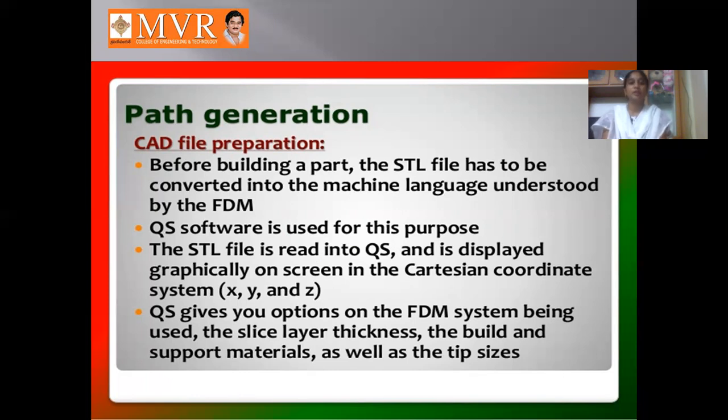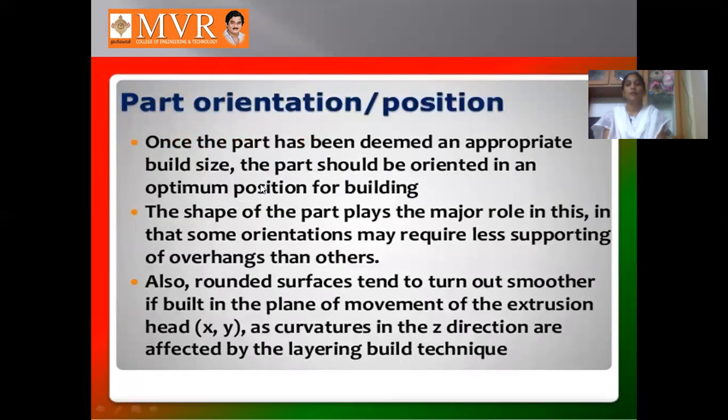QS is displayed graphically on screen in the Cartesian coordinate system, like an XYZ processor. Okay, this FDM system uses the slice layer thickness, the build and support materials, as well as the tip sizes. This is the path generation of the FDM system. Okay, next, part orientation or position.